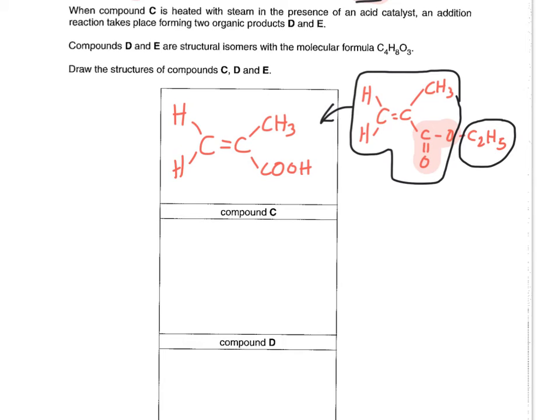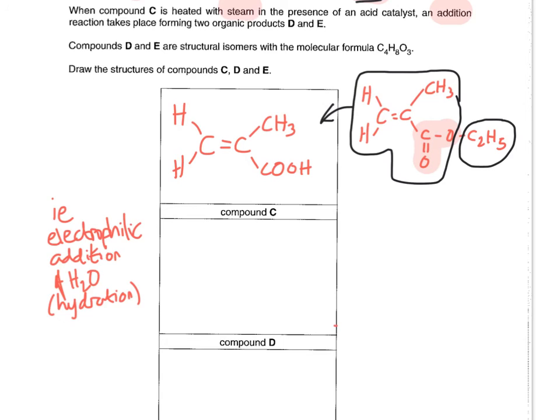it says, when compound C is heated with steam in the presence of an acid catalyst, an addition reaction takes place forming 2 organic products, D and E. So in other words, you're hydrating the carbon-carbon double bond. So this is coming straight out of your first year alkenes chemistry. You get a product like that, and just to confirm where the water came from, there it is. So obviously you get a mixture of products, and that would be compound E as well.